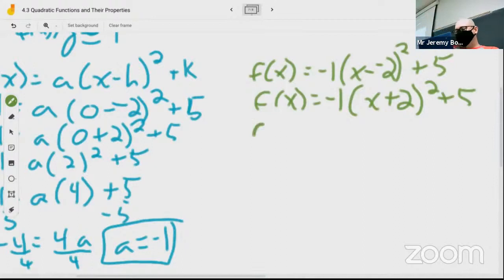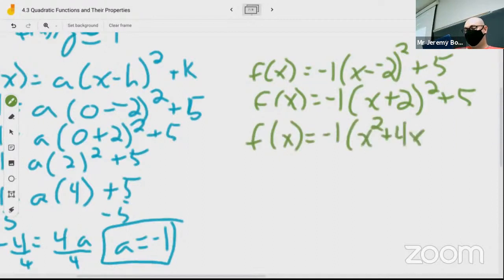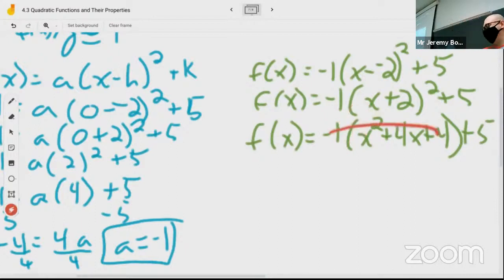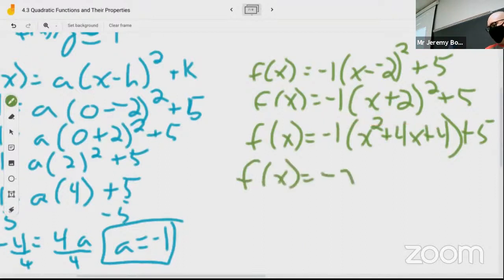And let's square that out. So if we expand that, it's going to be -1 times (x^2 + 4x + 4) + 5. Now this is where most of the mistakes happen. This -1 is going to distribute. It's going to go to x squared. It's going to go to 4x. It's also going to go to 4. So what you end up with is f(x) = -x^2 - 4x - 4 + 5.